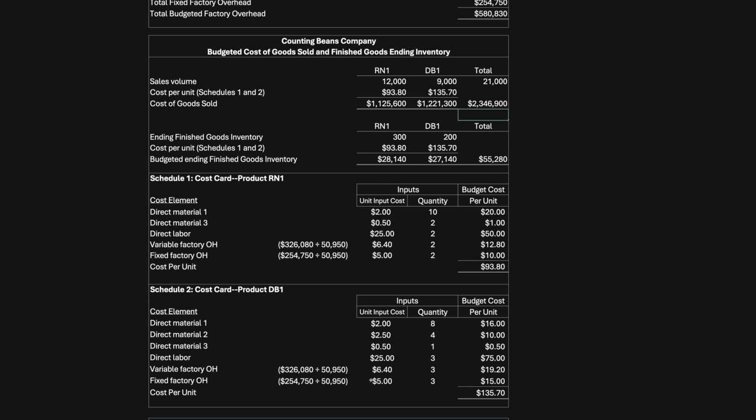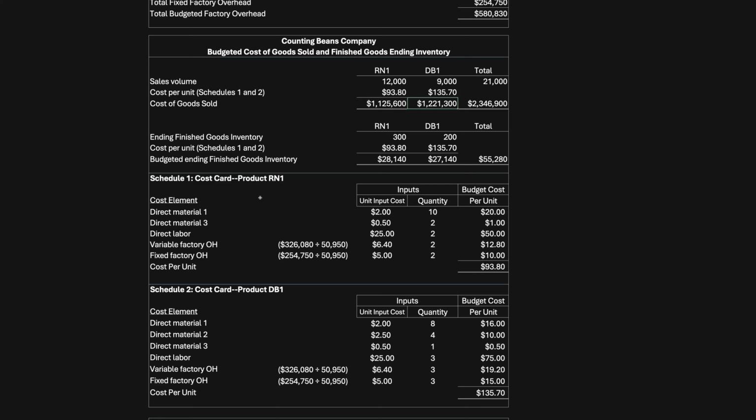We can then, when we are calculating our cost of goods sold, say that the business expects to sell 9,000 units of DB1 multiplied by $135.70. The cost of goods sold for this product is $1,221,300.